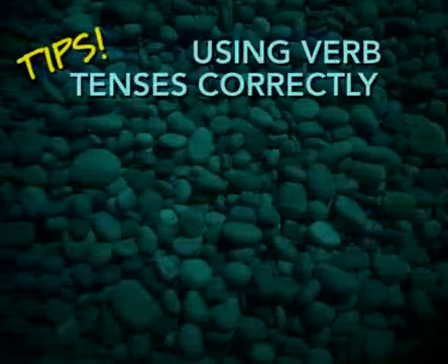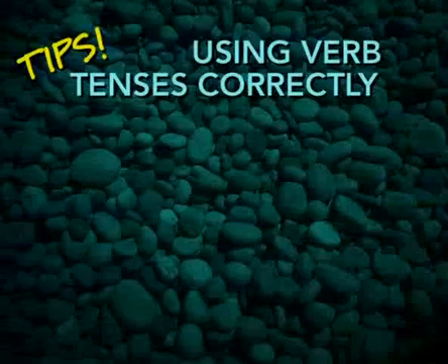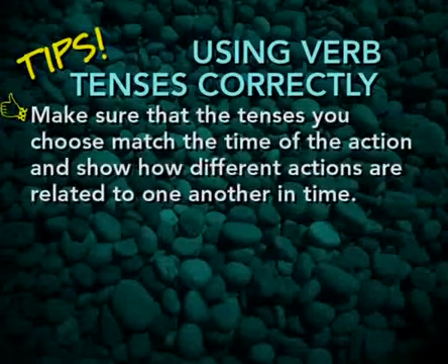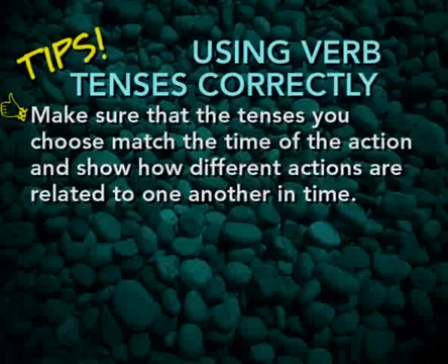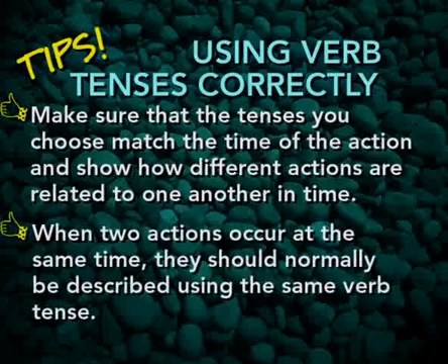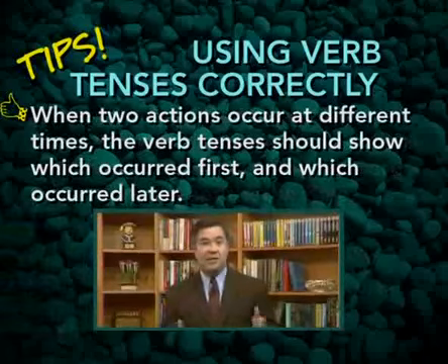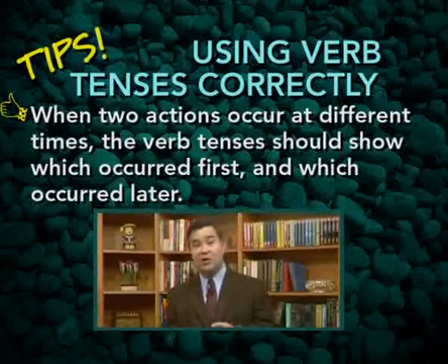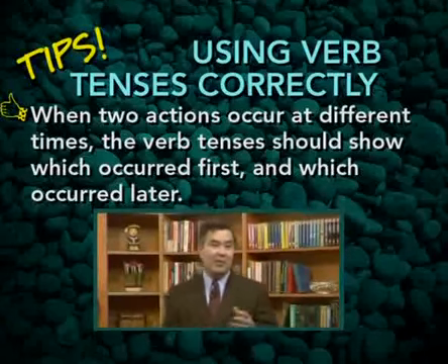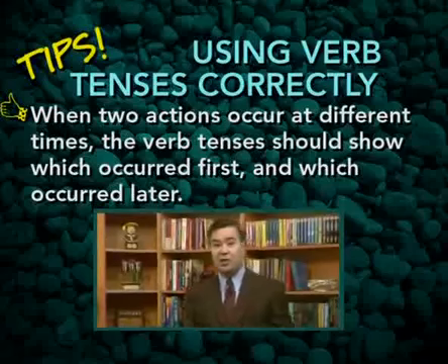Now, how can you be sure that you're using these six different forms of English verbs correctly? Here's a tip on using verb tenses properly. The most important thing is to make sure that the tenses you choose match the time of the action and show how different actions are related to one another in time. This means that when two actions occur at the same time, they should normally be described using the same verb tense. When two actions occur at different times, the verb tenses should show which occurred first and which occurred later. Let's look at a couple of sample sentences that illustrate how this works.